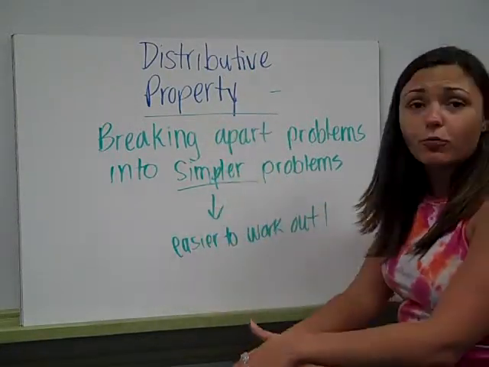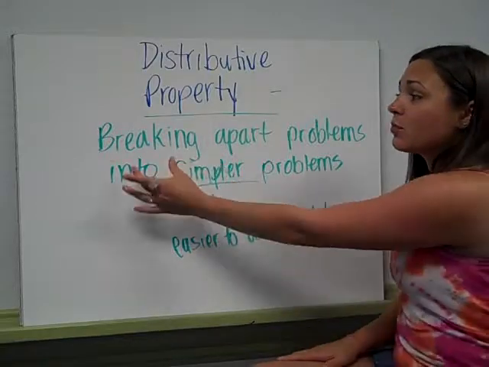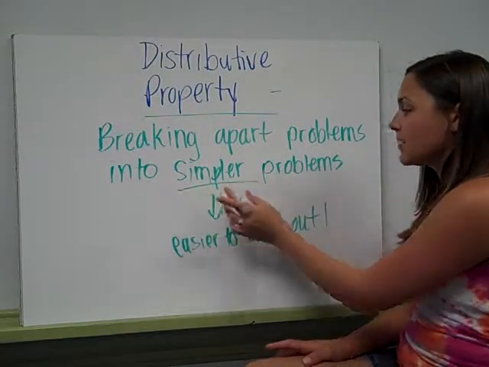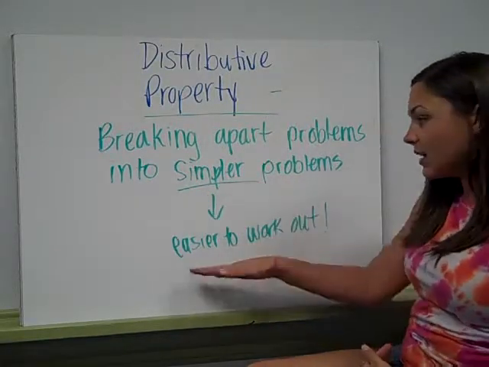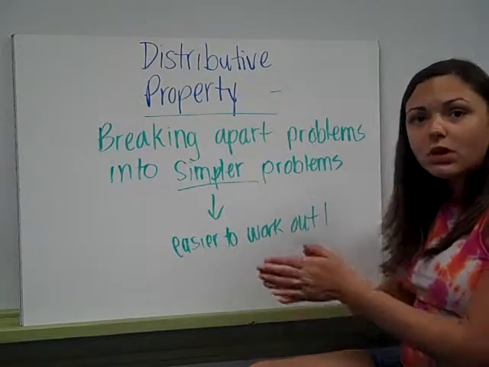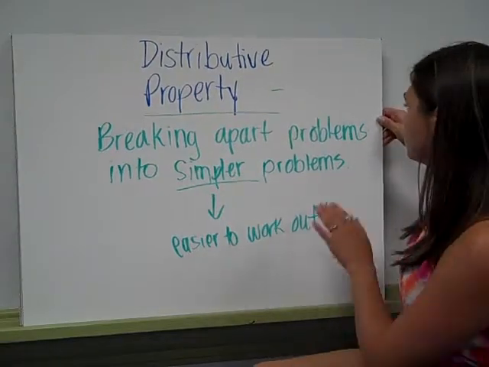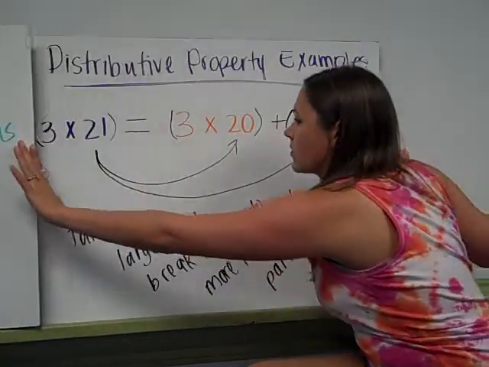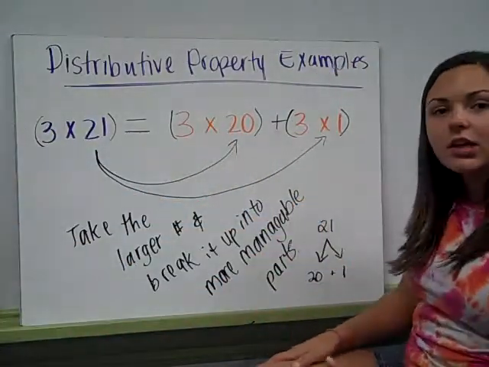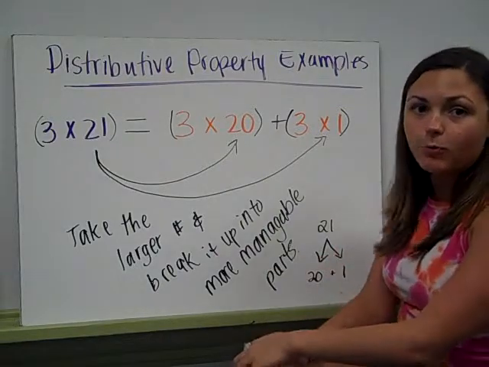This is the distributive property. And it states that you can break apart problems into simpler problems, and it just makes it easier for us to work out. So we're going to be breaking apart numbers. Okay, here's a good example of the distributive property.